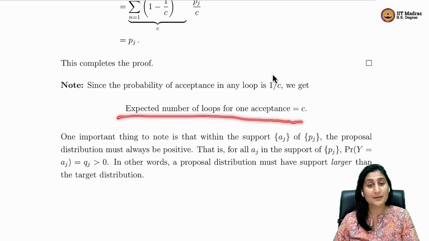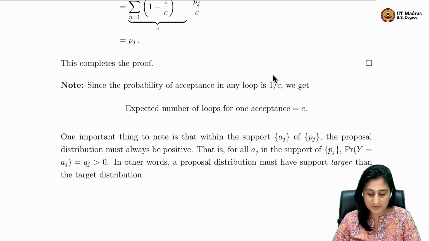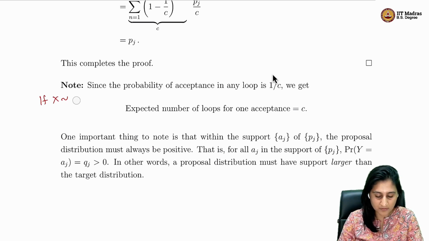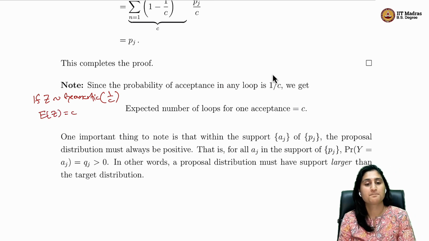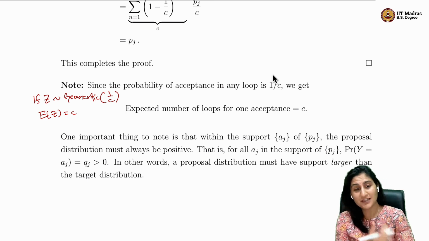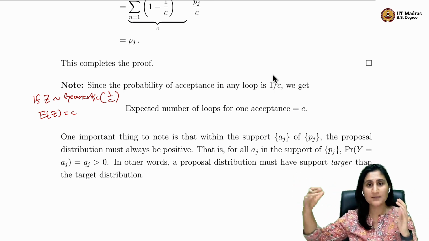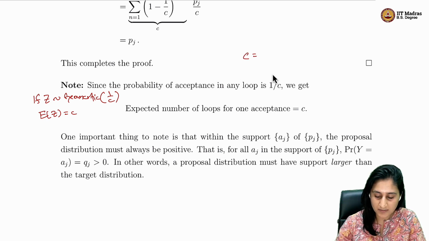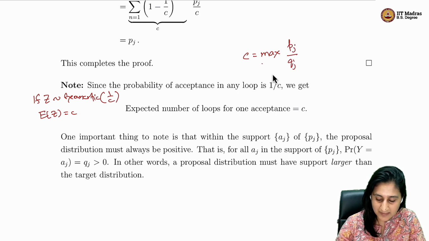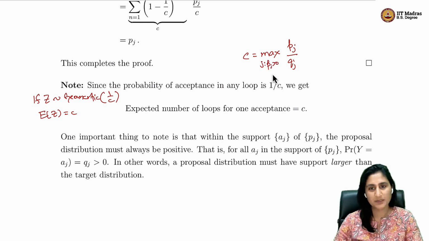then I know that the expected number of loops for one acceptance is C. Because if Z is distributed as geometric 1 by C, then the expectation of Z is C. So that means if the number of loops is distributed as geometric 1 by C, then the expected number of loops for one acceptance is C. Remember, C is basically the maximum value that Pj by Qj can take, where the maximum is taken over j such that Pj is positive. This is what C is.